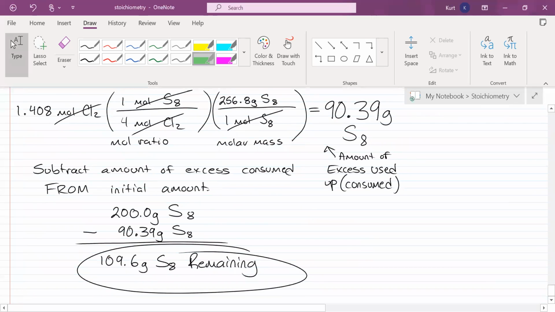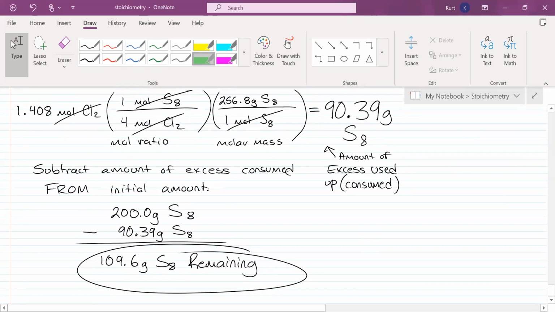You have now achieved all 3 facets of this type of problem. The first part, identify what the limiting reactant is. The second part, identify how much product can be made. In the third part, identify how much excess reactant is left over.